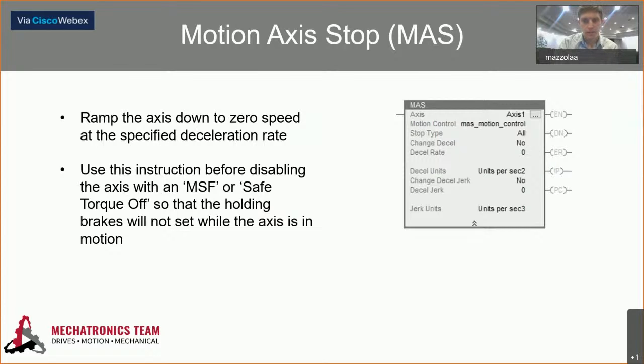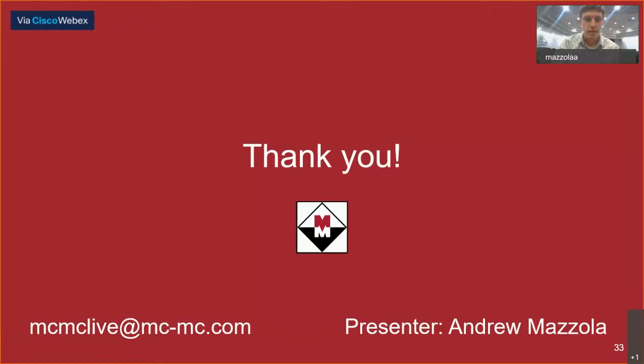For the motion axis stop instruction, what this does is it'll ramp your axis down to 0 speed. For example, if you're currently performing a jog. And then you're going to want to use this instruction sometime before you disable the axis with an MSF or with a safe torque off type of fault, so that the holding brakes will not set while the axis is in motion. Because the MAS instruction will ramp the axis down electrically before you set those holding brakes. And that's really all I had for the presentation.